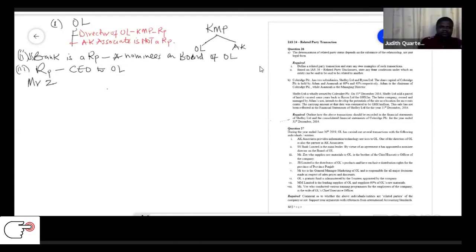Mr. Z is not a related party. Why? Because he's a brother to the CEO, meaning he's not a close family member. This close family member is very important. In accordance with the standard, he's not a related party because he's not a close family member. That's all. A close family member to the CEO. He's only a brother. Let's move on.